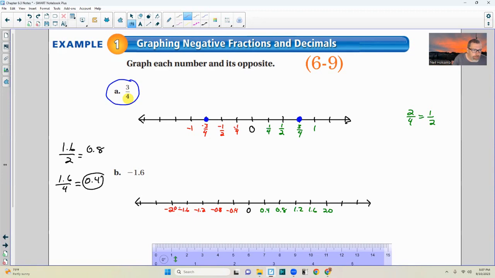Now we're going to plot negative 1.6, which is right here. Notice what this is: 1, 2, 3, 4, 1, 2, 3, 4. So it's 1.6 again. I'm going to put a dot right here, and I've now graphed negative 1.6 and its opposite 1.6. Whenever we're dealing with numbers, you do want to change your unit of measure to something that is a multiple that will hit the number you are trying to graph. So now you should be able to do problems 6 through 9 on your exercises.